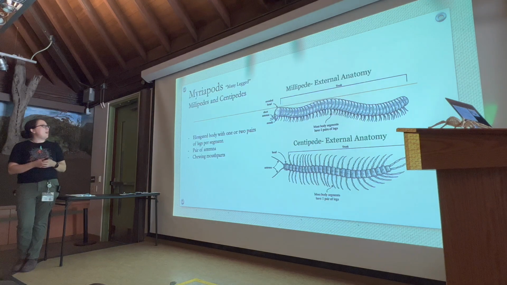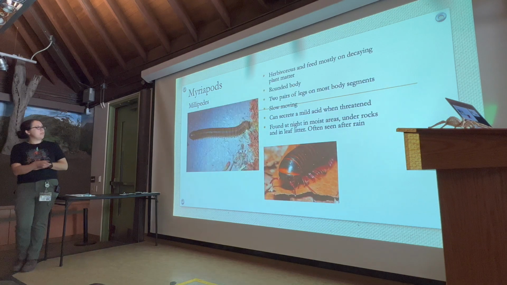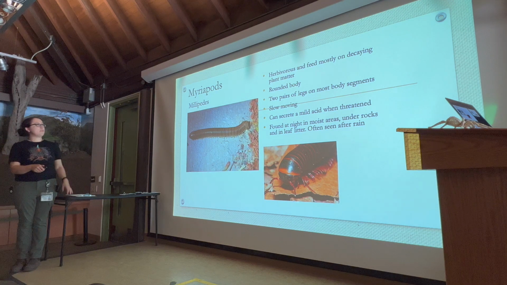Okay, so the myriapods would be our millipedes and centipedes. And their thing is a long body with just a couple little legs per segment. They have antennae and chewing mouth parts. Our next one's millipedes. They are more of those decomposers. They have the round body, little tiny legs, and they're slow.